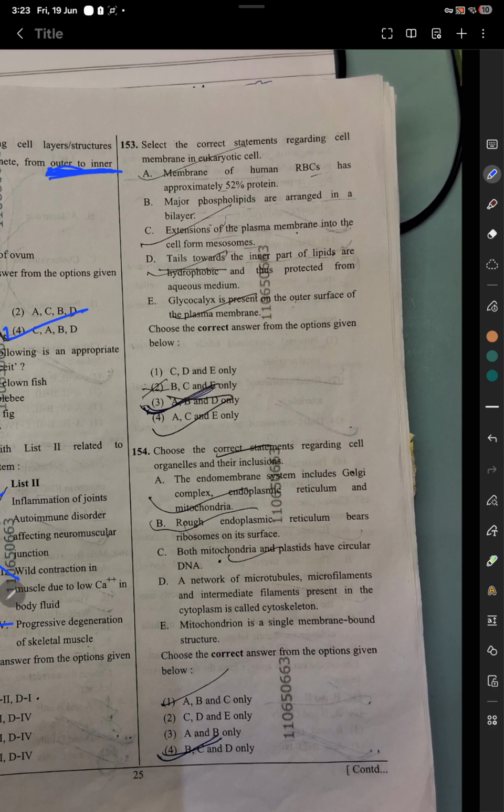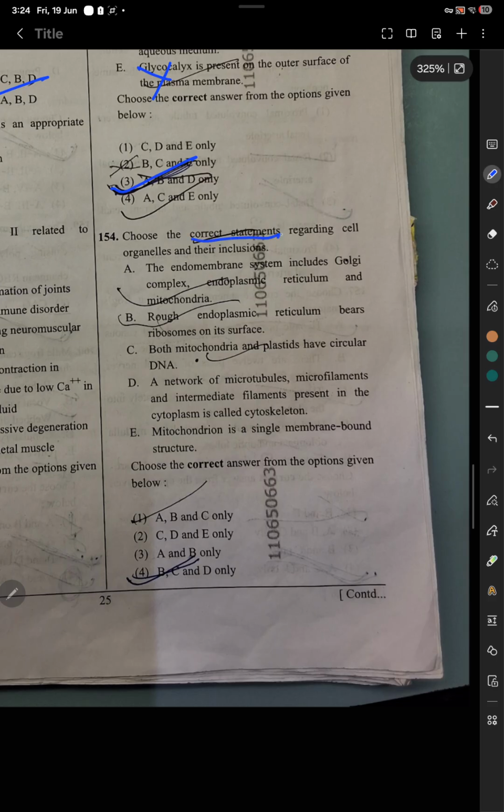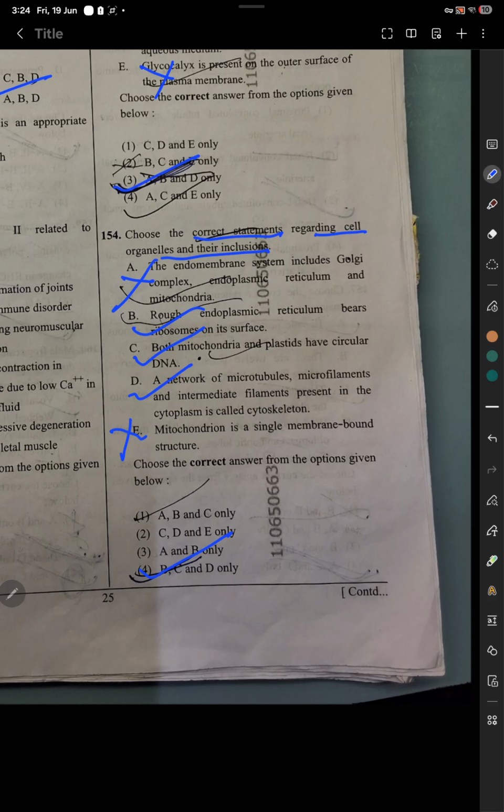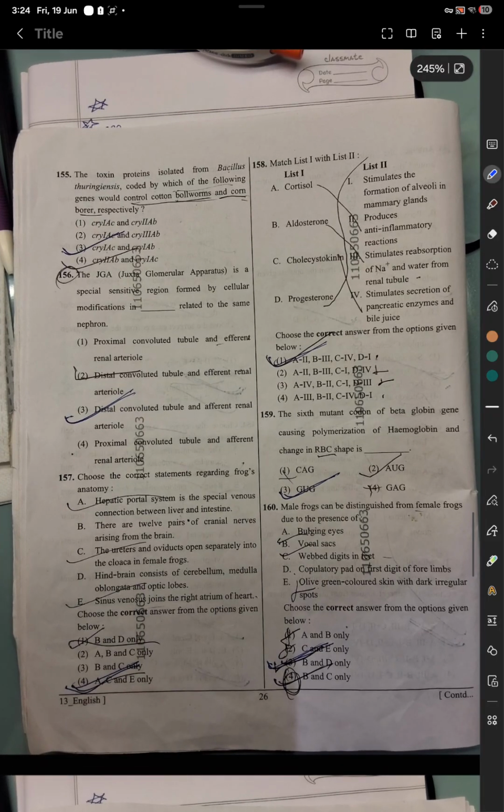Select the correct statements regarding the cell membrane of eukaryotic cell. So option number 3 is correct. Options A, B and D are correct. Options C and E are not correct. Question 154. Choose the correct statement regarding cell organelles and their inclusion. So option number 4, B, C and D are correct. Options A and E are not correct. Let's move to next question.